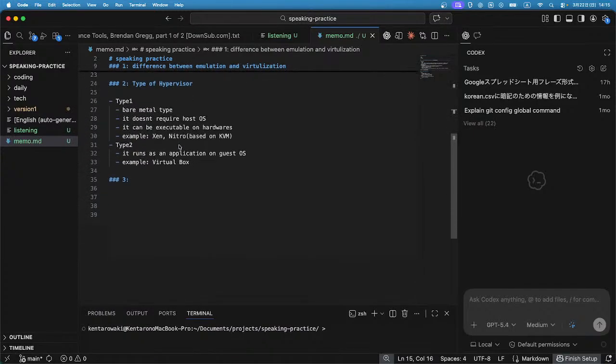And the next topic is types of hypervisor. Hypervisor is the software that is used in virtualization, as we saw. And there are two types of hypervisor. Type 1 is also called bare metal type, it doesn't require a host OS. It can be executed on hardware. Examples of type 1 hypervisor are Xen and Nitro. Nitro is based on KVM.